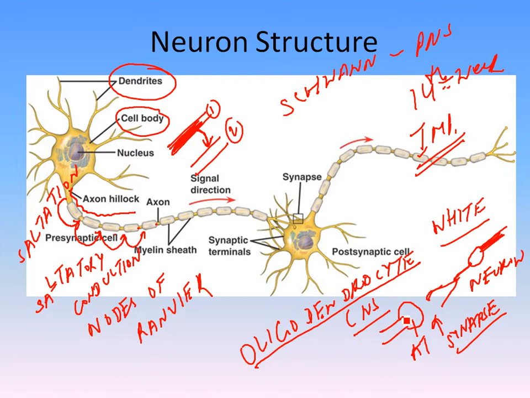So how does neuron 1 communicate with neuron 2? Across this space, certain chemicals are secreted, and these chemicals are called neurotransmitters. So neurotransmitters released from the nerve cells, specifically from the axon terminal right here, carry the signals across the synapse to the next neuron.